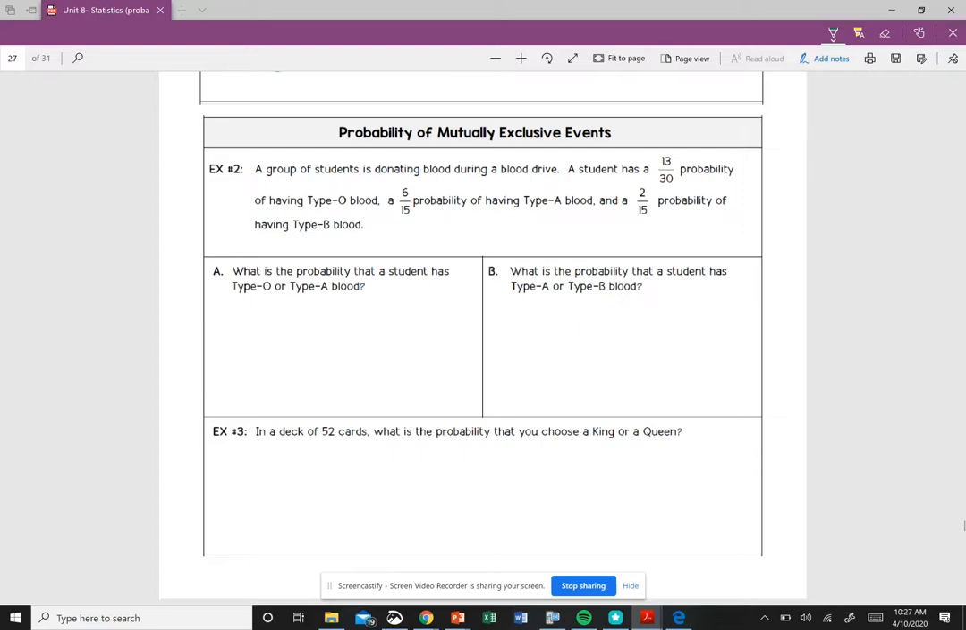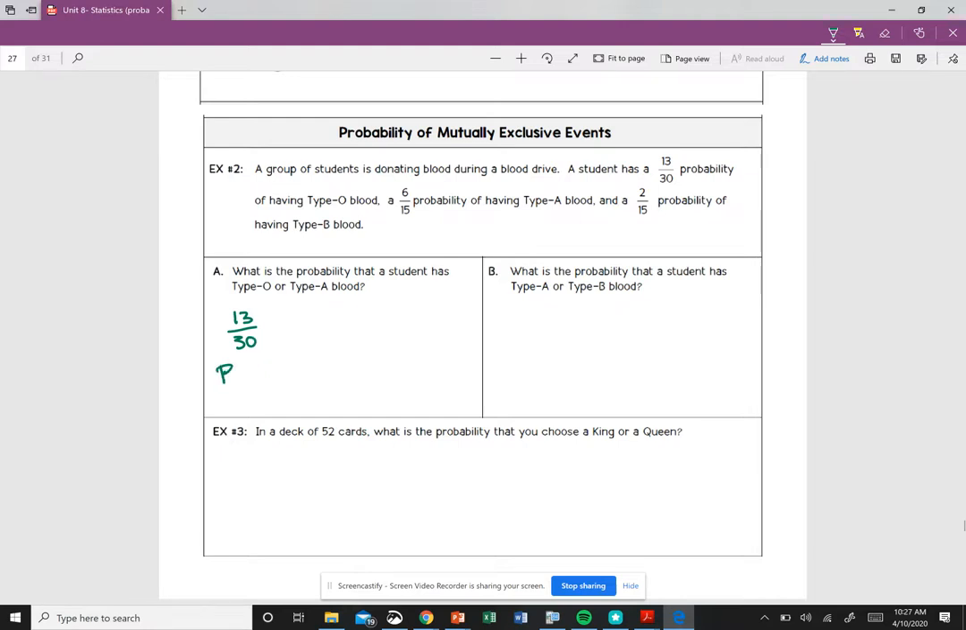Okay, so what's the probability a student has type O or type A? So can these overlap? No, you can't have type O and type A. You have to have one blood type. So that means we're going to take the probability of type O. So that's 13 out of 30.